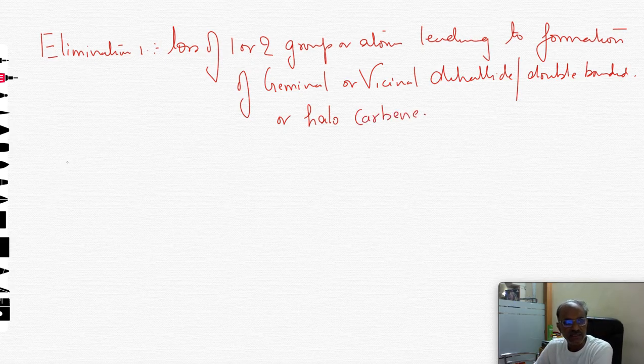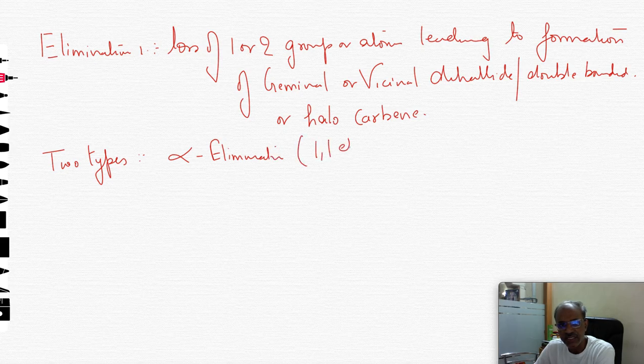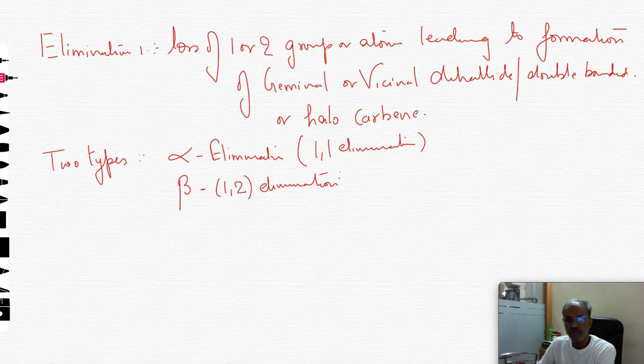There are two types of elimination reaction. First one is alpha elimination, also called 1-1 elimination reaction. And the second one is beta or 1-2 elimination reaction. Now, we'll go in detail about alpha elimination. What do you mean exactly by alpha elimination reaction?